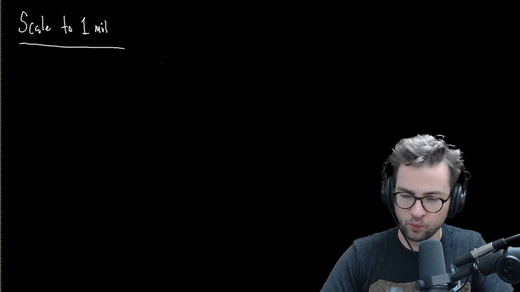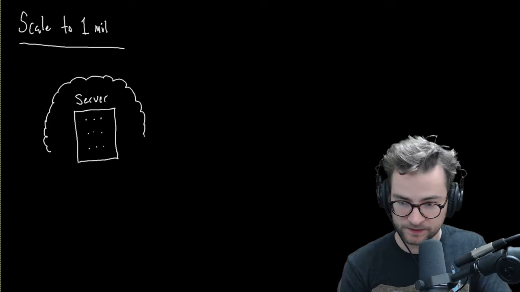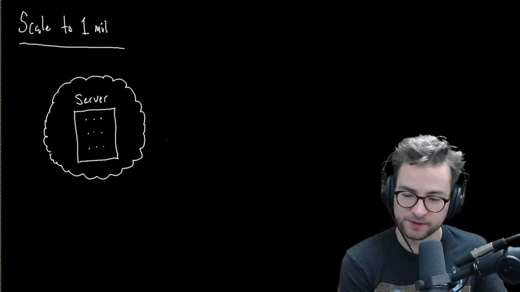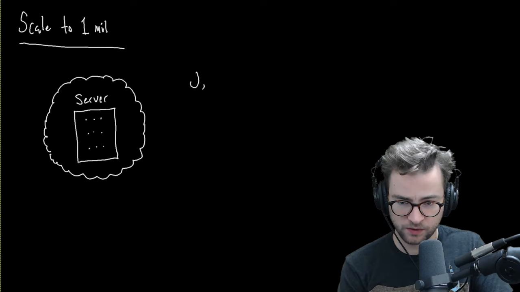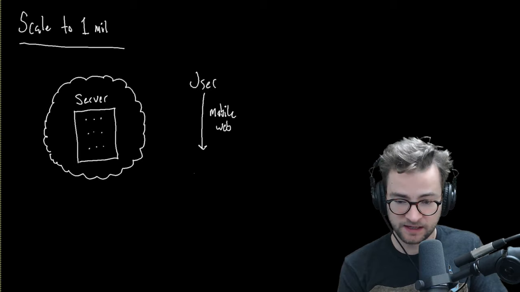Now, to start off, we're just gonna have a basic server. Now, this server here could be self-hosted somewhere or somewhere in the cloud, but let's just imagine for now that this is a self-hosted web server that can be accessible from the internet. Now, a user, a single user, can access this server. They can make a web request from mobile or the web on their browser. And that will go out to the World Wide Web.